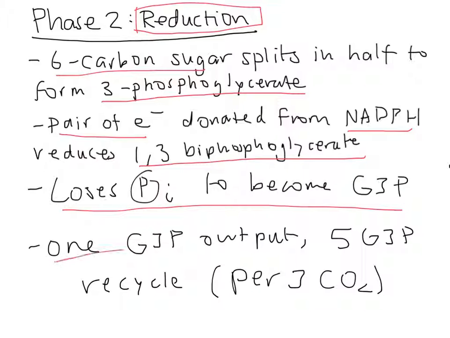Only 1 G3P is outputted, and the 5 G3P that are left are actually recycled. So you get 1 G3P in total per 3 carbon dioxide.